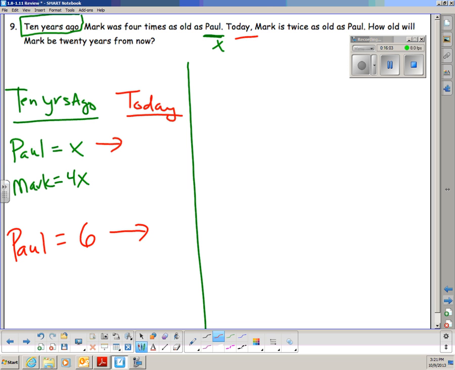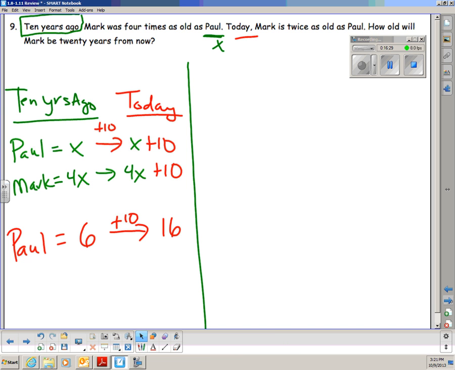He was 6. This is 10 years ago. So today, he's older, not younger. So today, we're going to add 10, and he'll be 16. I'm using that as an example. So we're going to take X, the green X, and add 10 to get his age today. Same thing, we're going to take Mark's age, his 4X, and if we're going 10 years, we're going to add 10. Same idea.